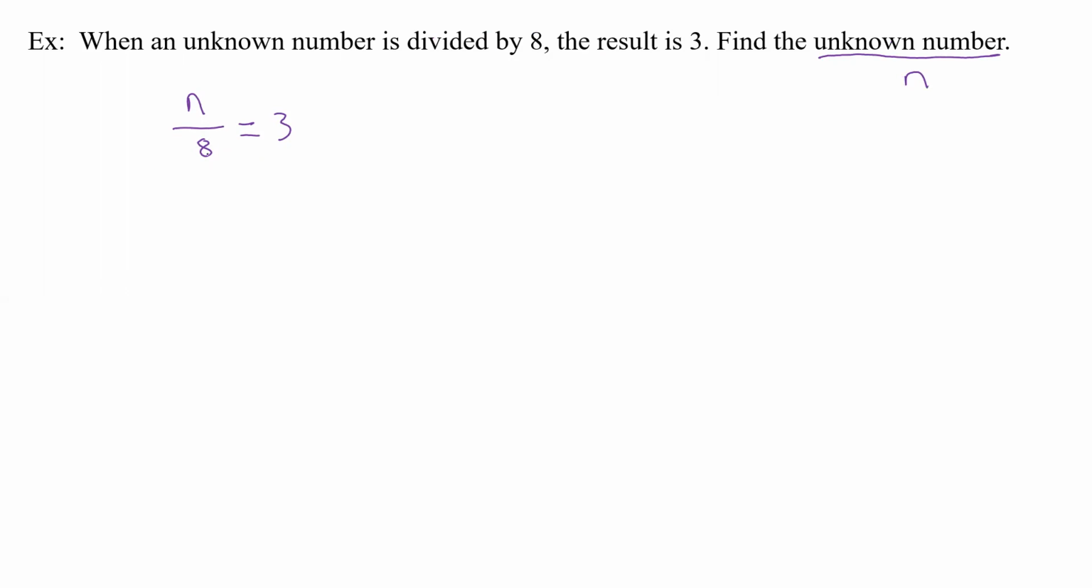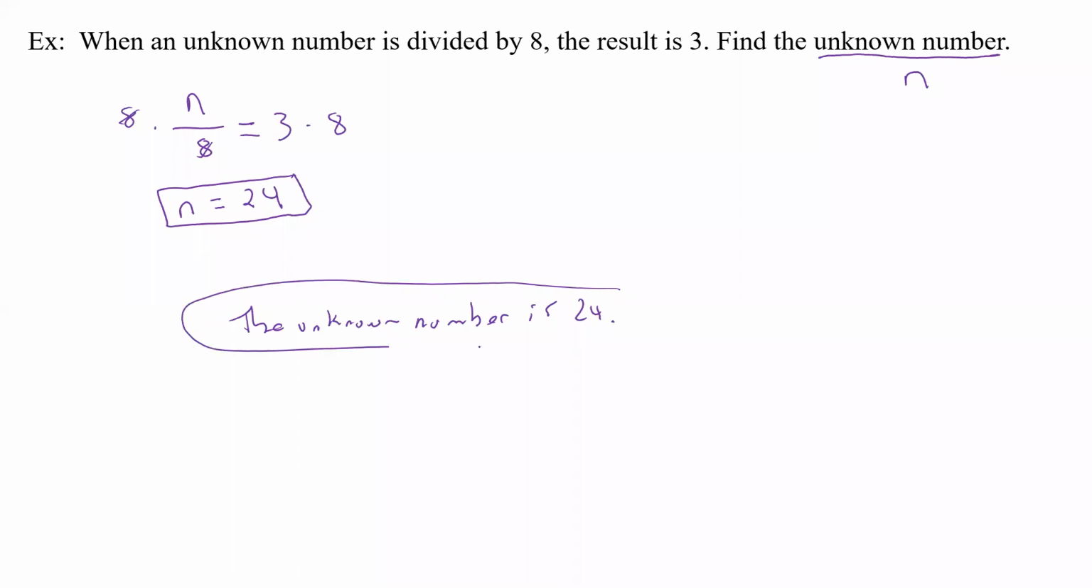So if we took n and we divided it by 8 initially, and we want to get n back, what we have to do is multiply by 8, because that multiplication is going to cancel there, and we just get our n. But if we multiply by 8 on one side, we have to multiply by 8 on the other side as well to keep equivalent equations. And so 3 times 8 is going to give us 24. And so that should be the solution. And so the unknown number is 24. And so that would be how we write it out.